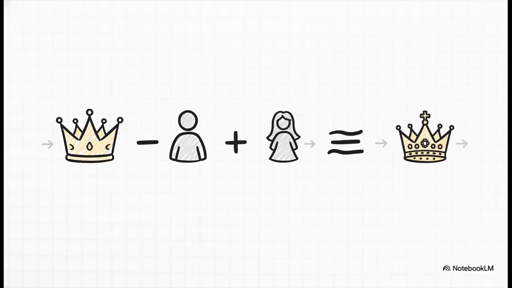And this is where it gets absolutely mind-blowing. This system is so good at understanding relationships that you can literally do math with words. If you take the numerical coordinate for king and you subtract the coordinate for man, then add the coordinate for woman, the new coordinate you end up with is closer to queen than anything else. This is proof that the AI isn't just memorizing words, it's genuinely understanding the abstract connections between them.